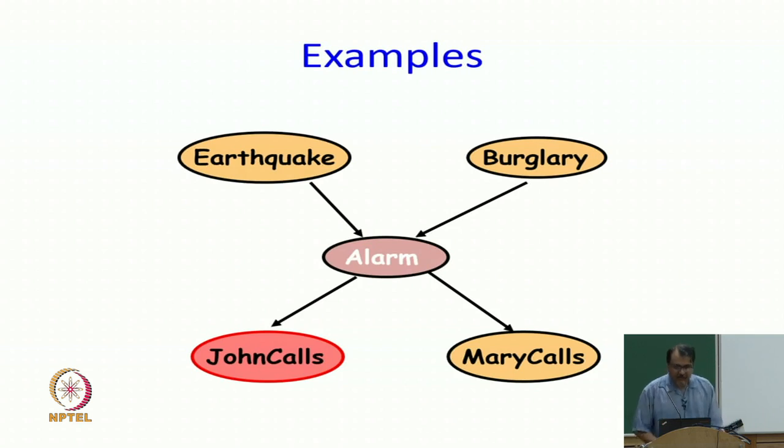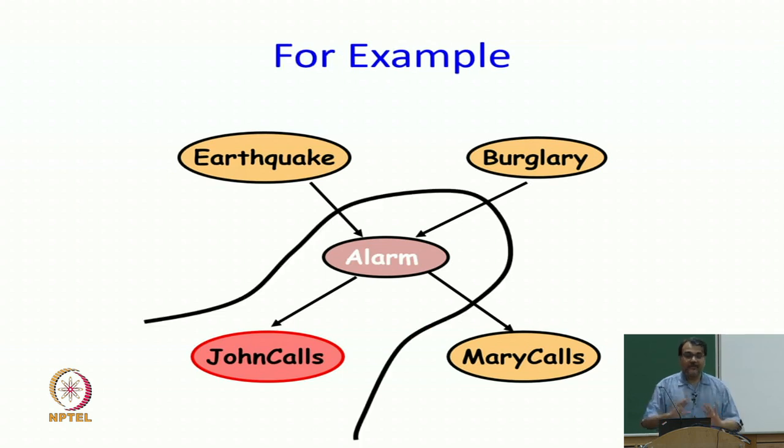The first question is: is John calls conditionally independent of earthquake given alarm? We have discussed this, but let us do this again. Yes. Is John calls conditionally independent of burglary given alarm? Yes. Is John calls conditionally independent of Mary calls given alarm? Yes. So, in fact, this is true. Once I know alarm, John calls is independent of everything else in this graph.